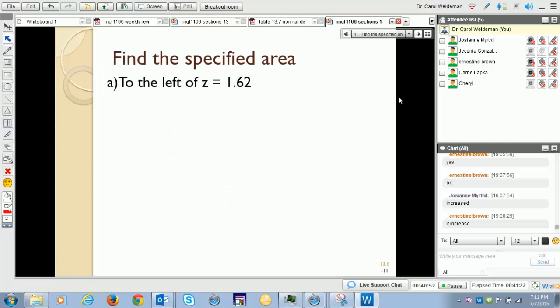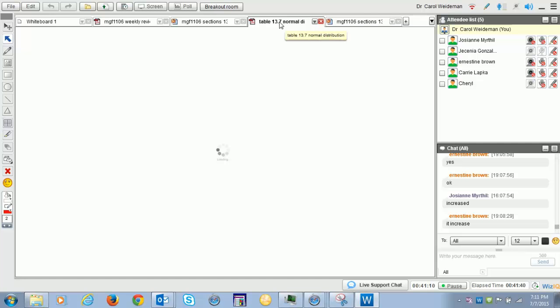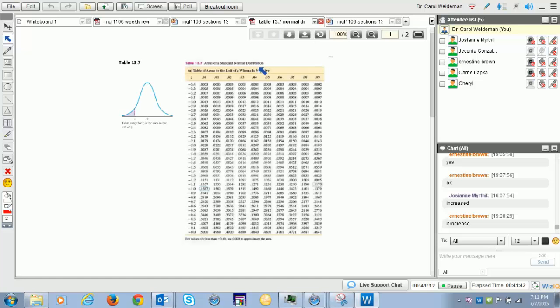Okay, so let's do some problems now. I have the normal table up here. Your calculator may do these for you, but I'm going to use the table. So it says find the area to the left of z equal 1.62. Okay, and I've got the table right here. And this is the table from your book. And I'll make it bigger.